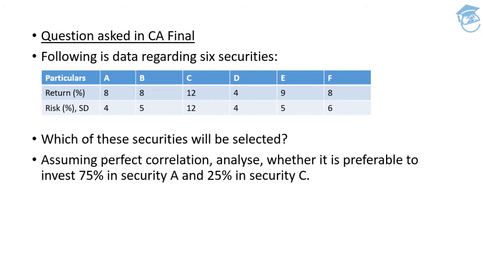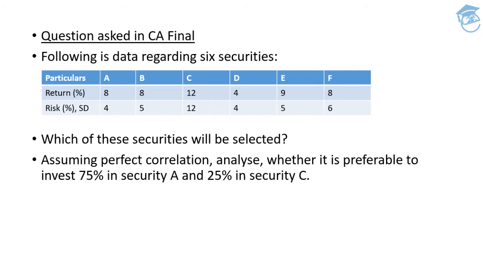We can see that security A is providing a return of 8% and a risk of 4% to bear with it. At the same time, security B is providing a return of 8%, but for that, they are providing a higher risk, which is 5%. So technically, B gets eliminated. You won't be bearing a higher amount of risk for the same amount of return, obviously. So out of the two, security A is selected and B is outrightly rejected.